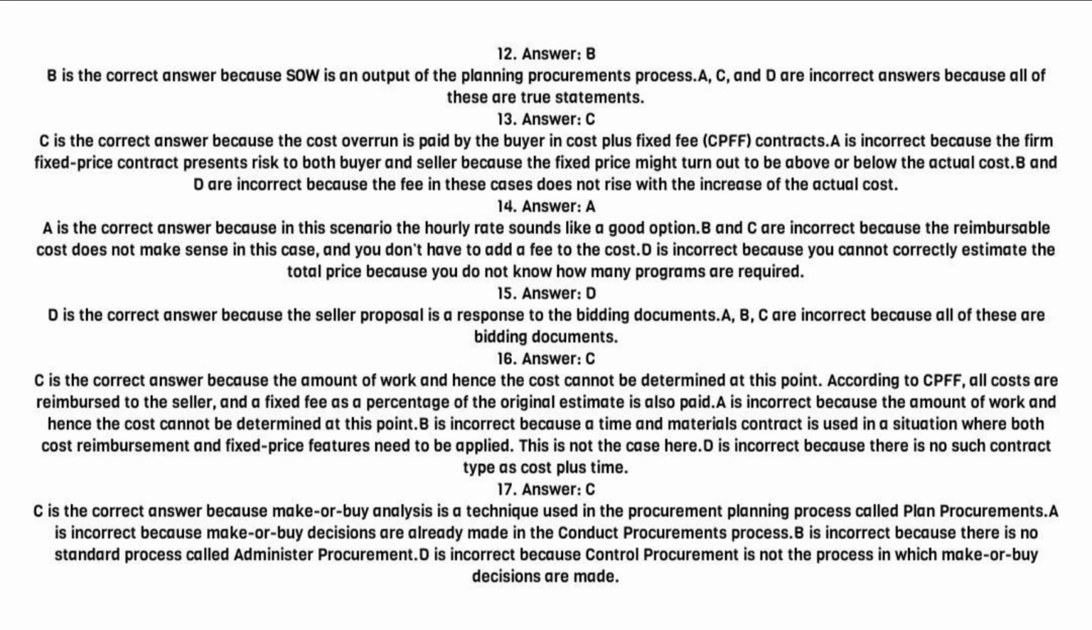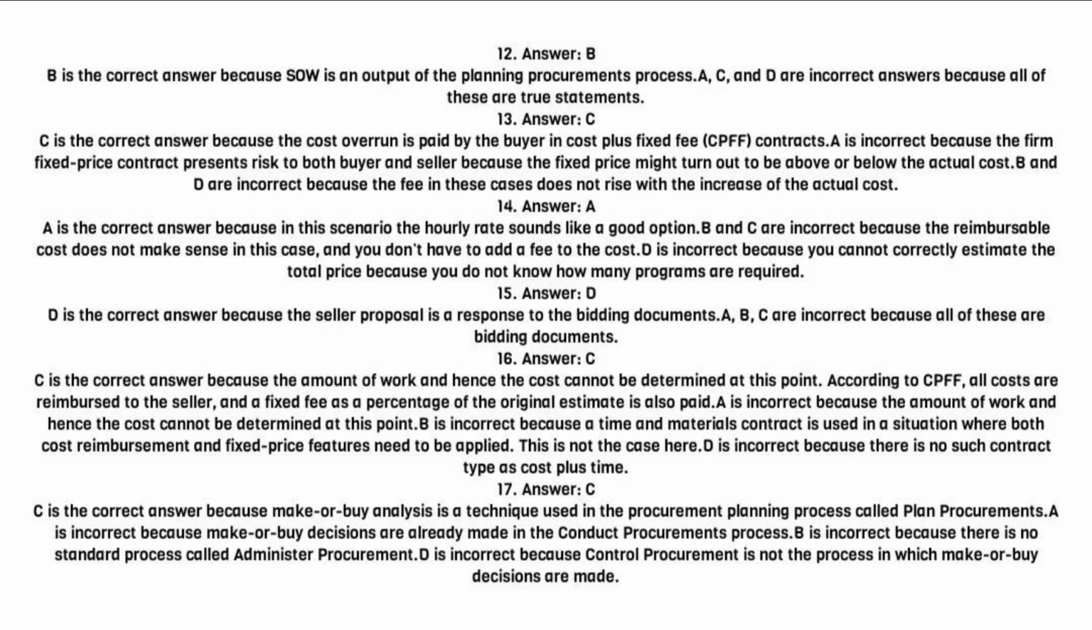A, B, C are incorrect because all of these are bidding documents. 16. Answer C. C is the correct answer because the amount of work and hence the cost cannot be determined at this point. According to CPFF, all costs are reimbursed to the seller, and a fixed fee as a percentage of the original estimate is also paid.